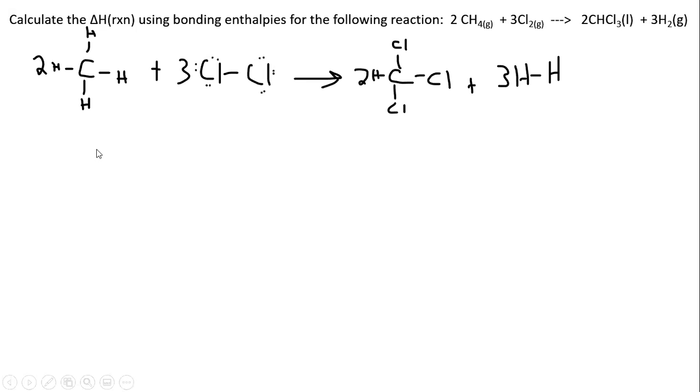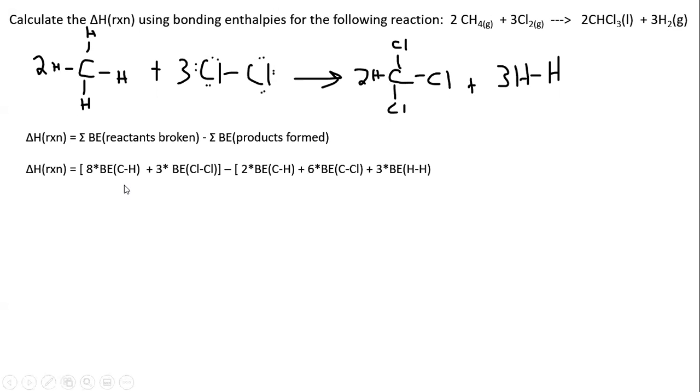And so to calculate delta H of reaction, it's the sum of the bond energies of the reactant bonds broken minus the sum of the bond energies of the product bonds formed. And so from this, we can get delta H of reaction. So from the chemical equation, we see that we have 8 carbon-hydrogen single bonds, because again, we have 2 molecules of methane. Each molecule has 4 CH bonds, so that's a total of 8 CH bonds. Then we have 3 chlorine molecules, so that's a total of 3 chlorine-chlorine bonds.